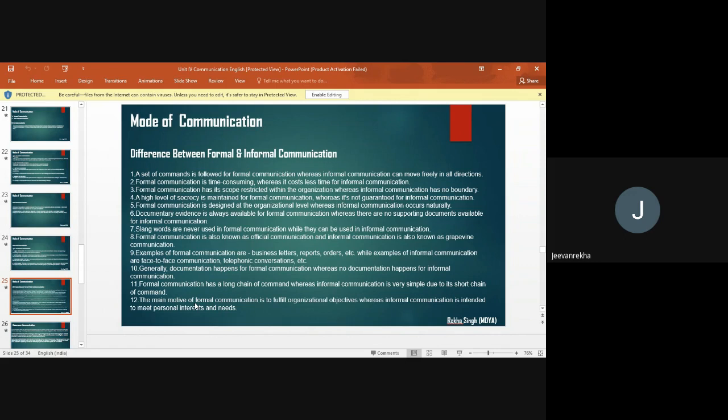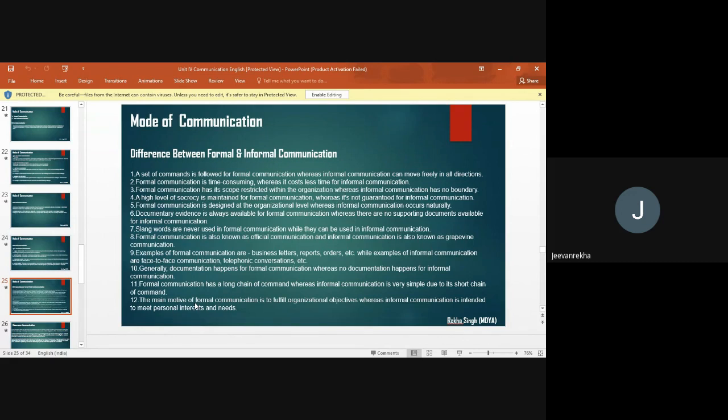In informal communication, you are writing in your own way, right? There is no limit on words, dots, and all. So informal communication is free to do anything. Fourth, a high level of secrecy is maintained in formal communication. Company secrets. Suppose you are in the law department, right? In that case, you have to maintain the secrecy of information about the court, about the case, about your clients, right? So that is very, very disciplined and secret.